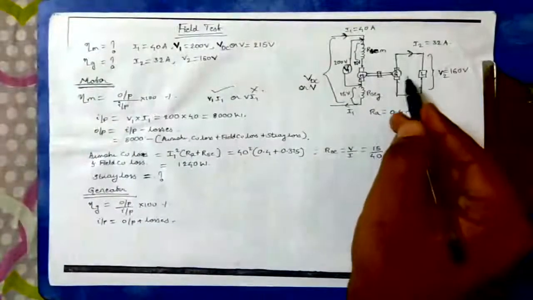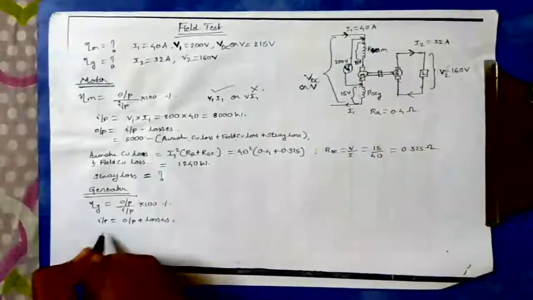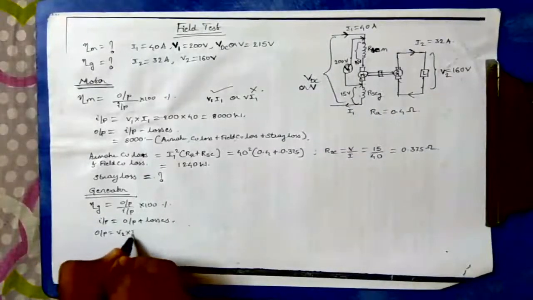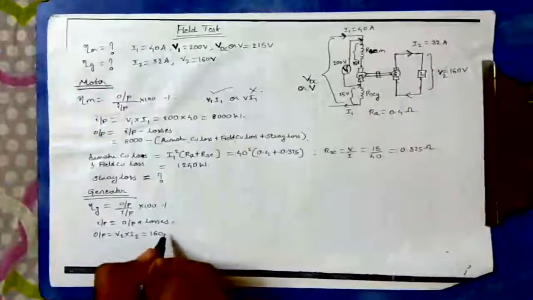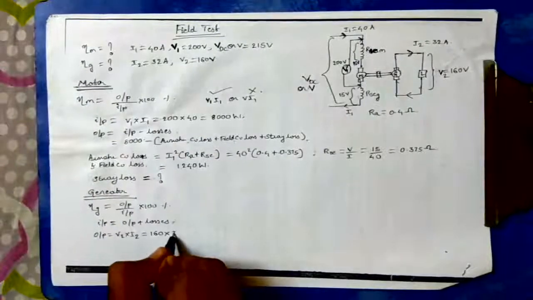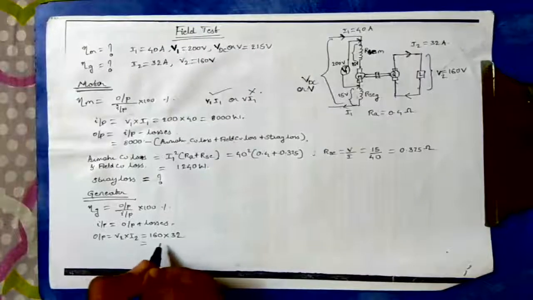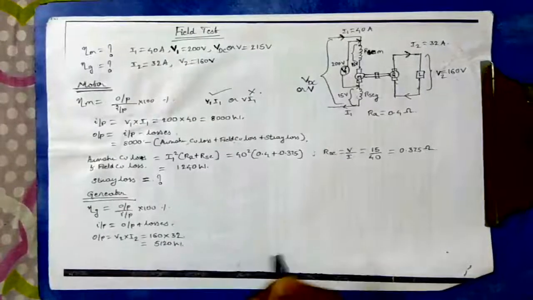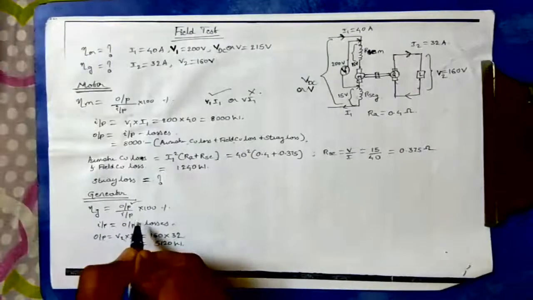As we know, the output of the generator is nothing but V2 into I2, right? V2 is 160 volt and I2 is 32. If I multiply both of them, I get 5120 watts. So output is all done. Now it comes to the input.